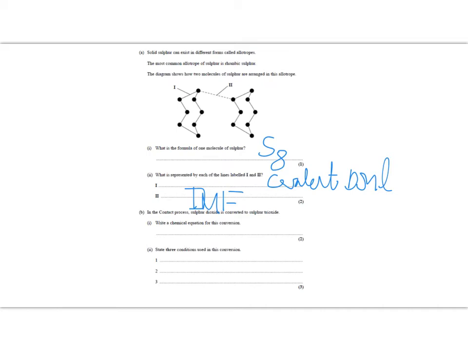Now, sulfur, as you do know, or you should know, is used to produce sulfuric acid. And the key part of this process, according to the examiners, is the conversion of sulfur dioxide into sulfur trioxide. And so they've asked you for a chemical equation. So we've got SO2.